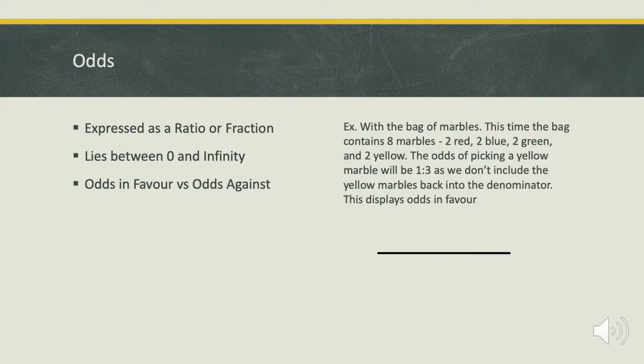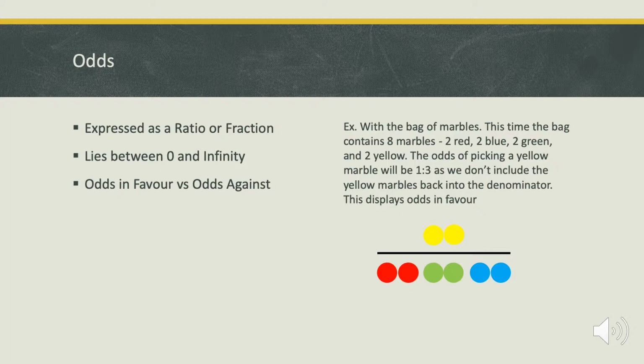When speaking of odds in gambling, you'll often hear odds against and odds in favor. The example on the right shows odds in favor. And the key difference in calculating odds is not adding the favorable event back into the denominator, but to keep it separate. To calculate odds against, we just reverse the calculation.